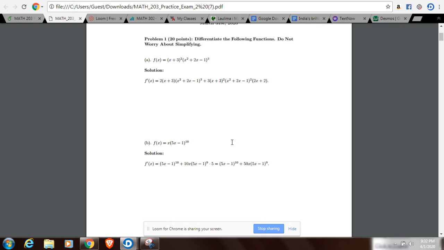Moving on to the derivative of x times (5x - 1) to the 10th power. The derivative of x is just 1, so it's 1 times (5x - 1) to the 10th. Next, we leave the first factor alone and differentiate the second factor. That again requires use of the generalized power rule. So bring 10 down, 10x times (5x - 1) to the 9th times the derivative of the inside function. The derivative of 5x - 1 is just 5. And then we're left with (5x - 1) to the 10th plus 10 times 5 is 50, so 50x times (5x - 1) to the 9th.